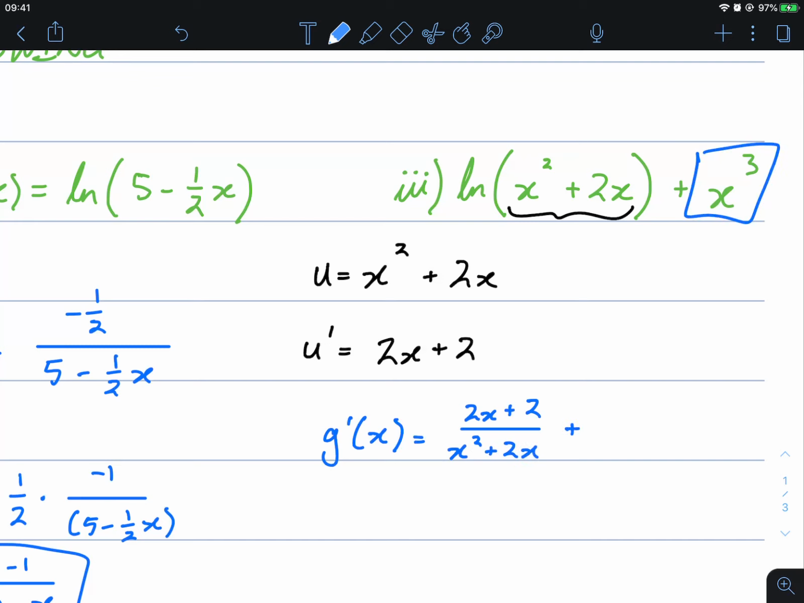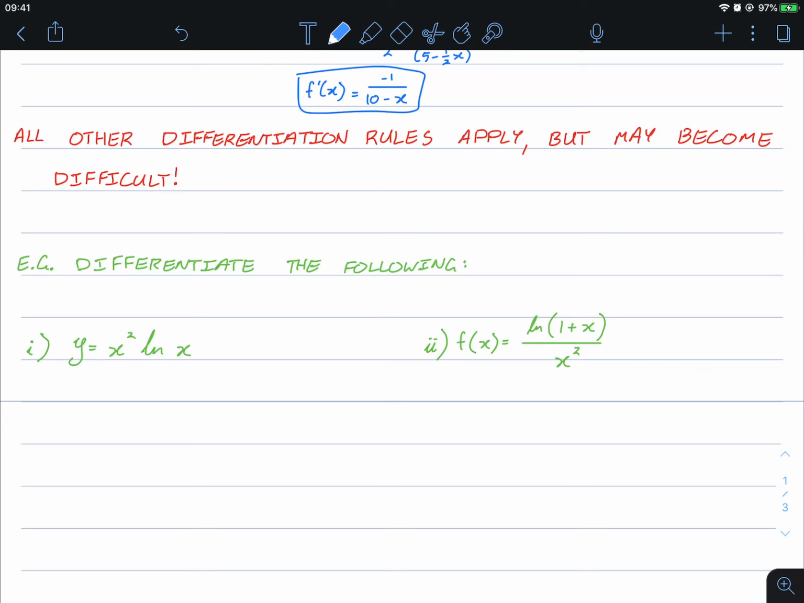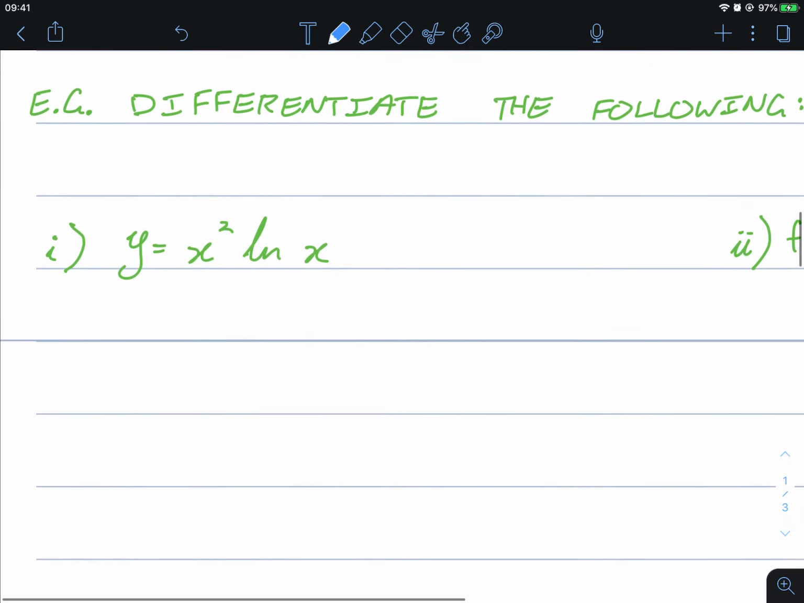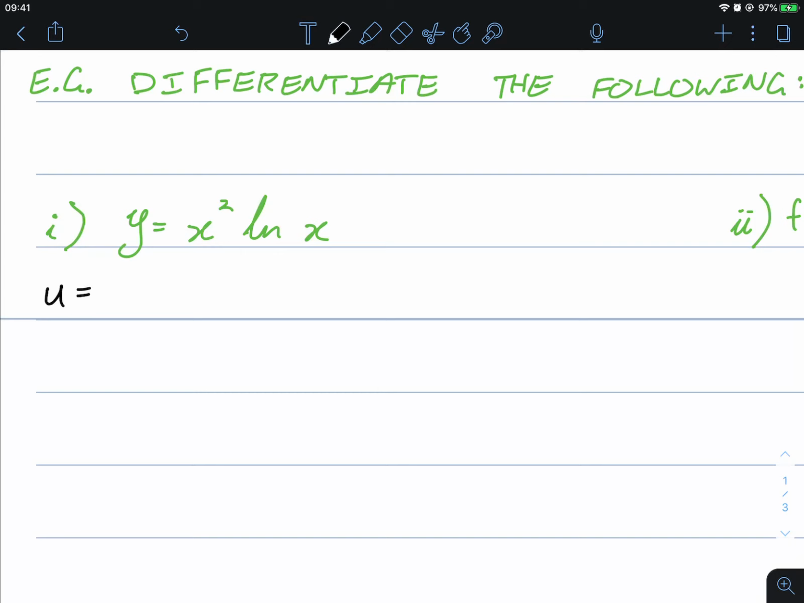And don't forget about separate terms that you can differentiate using normal power rules. So this is 3x squared. All other differentiation rules apply, but they may become slightly more difficult. So for this is a product rule. Here, u is equal to x squared, u prime is 2x. V is ln of x, v prime is 1 on x.